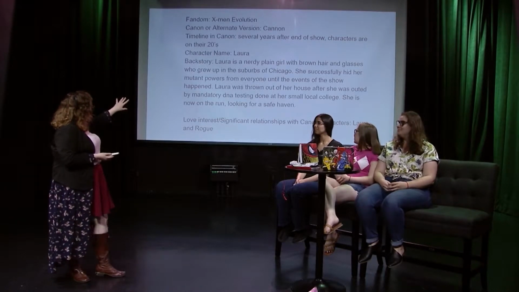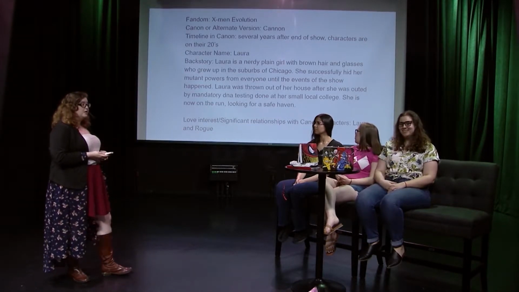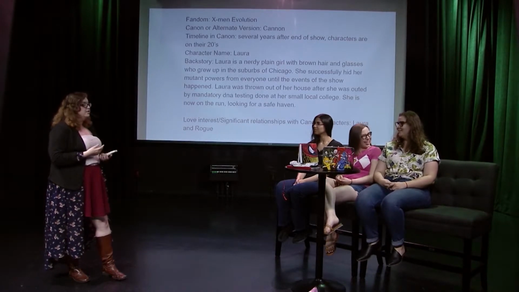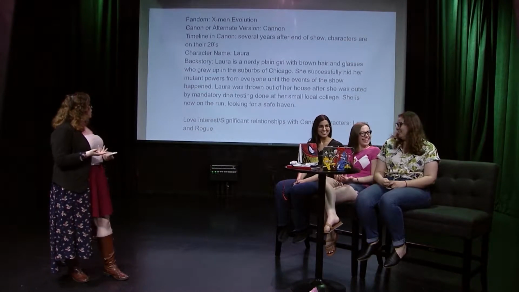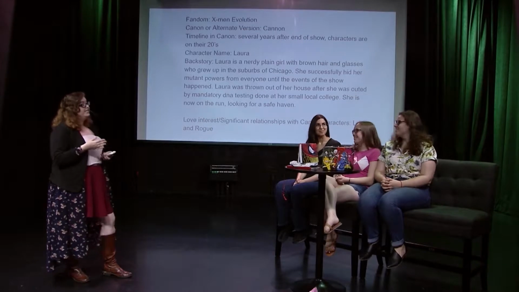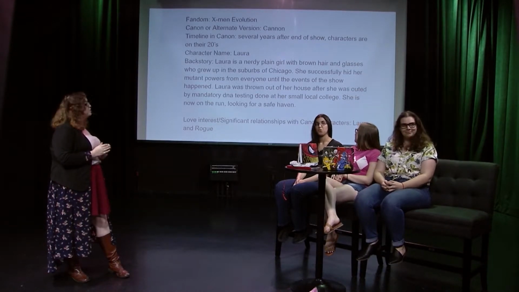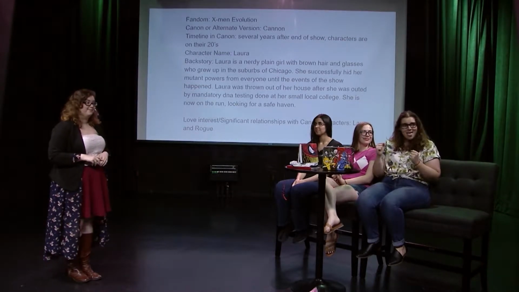So her backstory is that she's a nerdy, plain girl with brown hair and glasses. She grew up in the suburbs of Chicago. She successfully hid her mutant powers from everyone until the fan fiction starts. She was thrown out of her house when she was outed by mandatory DNA testings done at the small local college. And so she's now on the run. And her love interest is Rogue.